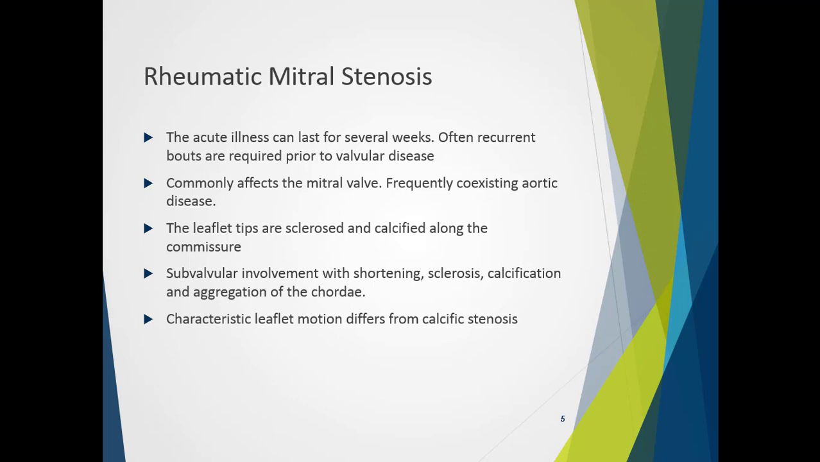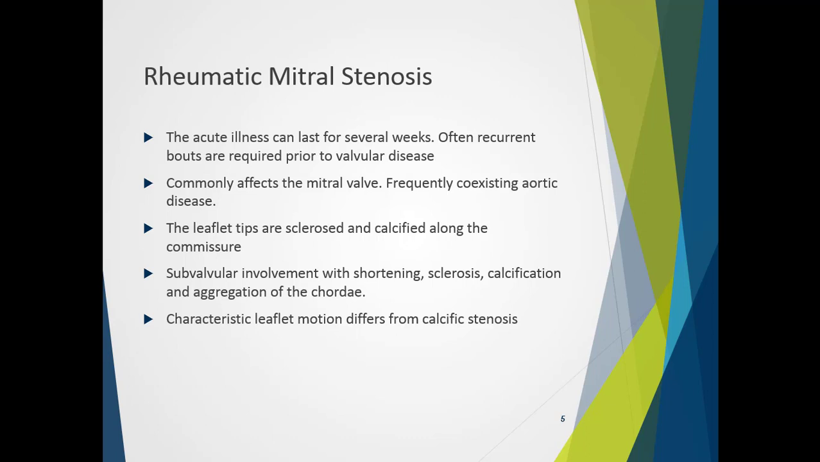So rheumatic mitral stenosis comes about from an acute illness that normally lasts for several weeks. Often recurrent bouts are actually required before valvular disease is noticed. The disease most commonly affects the mitral valve, frequently coexisting with aortic valve disease. It has a characteristic zipper-like stenosis starting from the base of the commissures and working towards the middle. The leaflet tips are sclerosed and calcified along the commissure. As a result, a mixed valve is often seen, with significant aortic regurgitation as well.